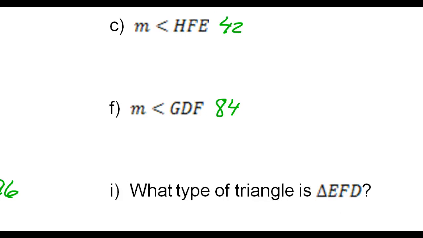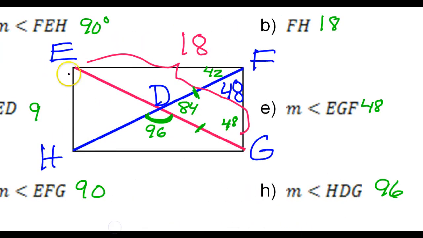What type of triangle is EFD? All of these are isosceles triangles. EFD is this top triangle. All of these are isosceles triangles.